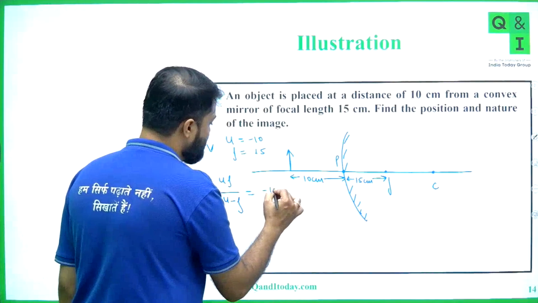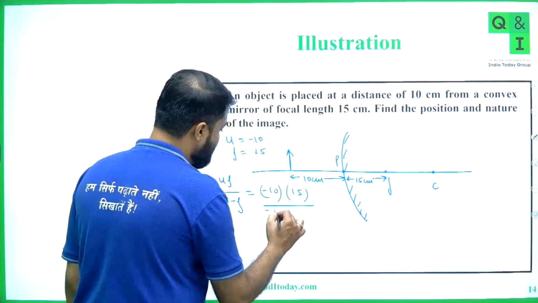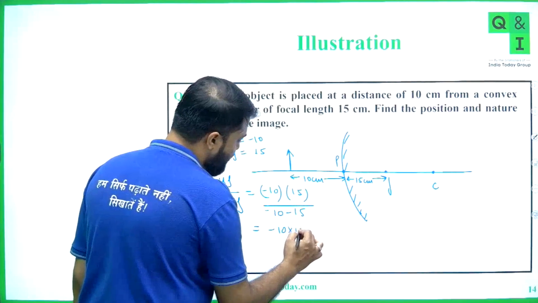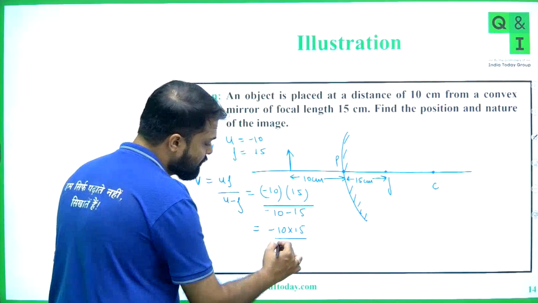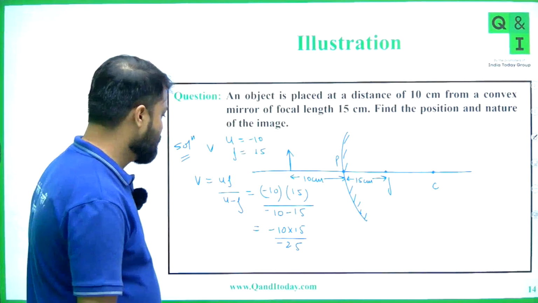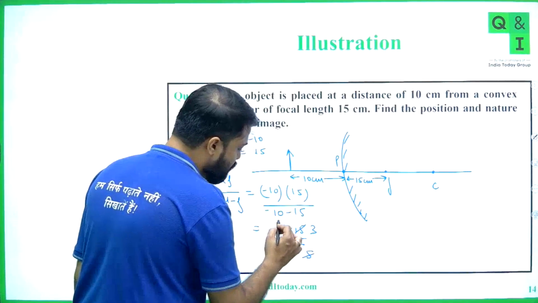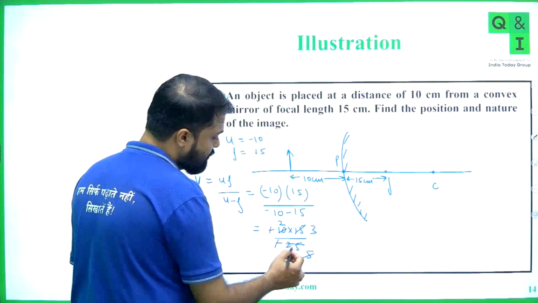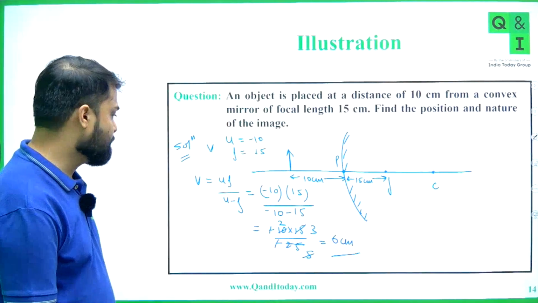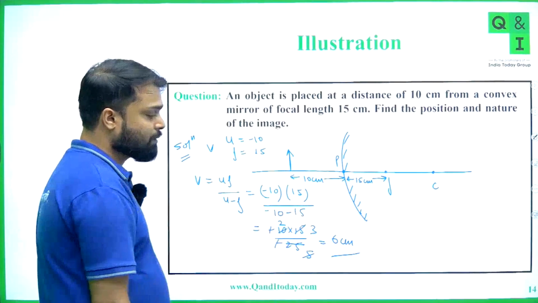Okay, so put the values. U is minus 10, F is 15. So minus 10 into 15 upon minus 10 minus 15, which is minus 150 upon minus 25. Very good. So 5 into 3, 5 into 5, 5 into 2. Minus minus cancel. So 3 into 2 is 6 centimeter, not minus 30. So the image is formed behind the mirror.